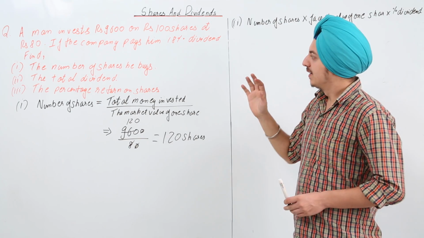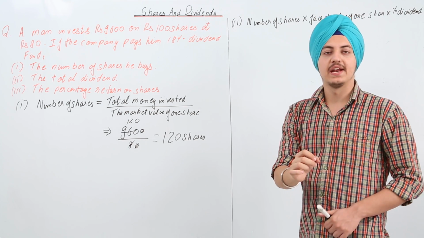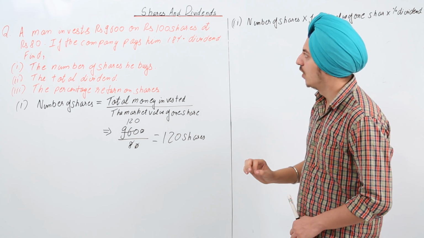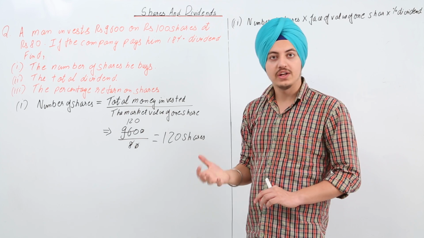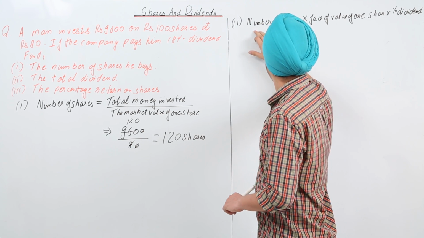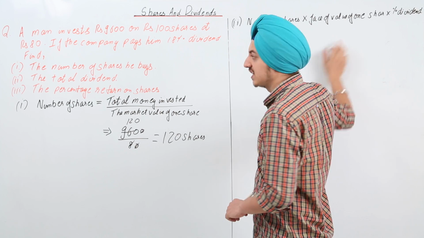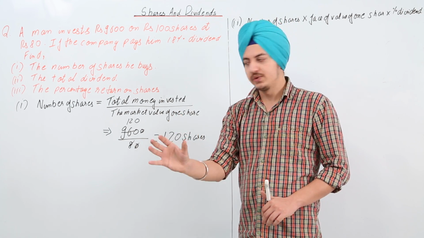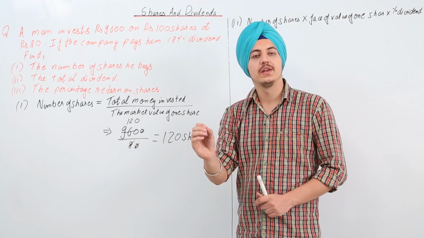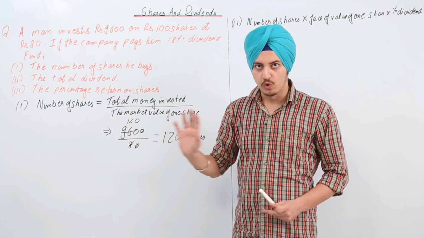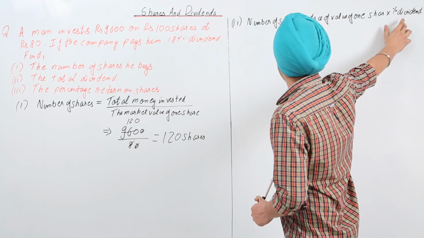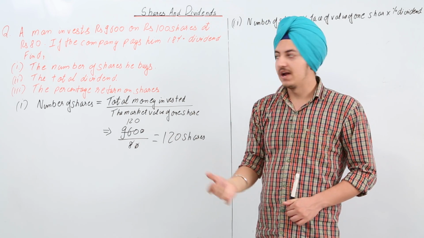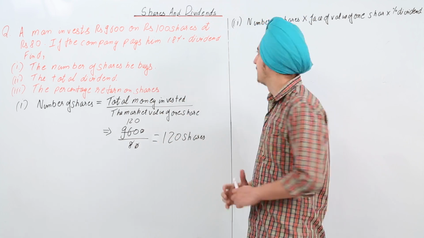How? We know that the total dividend is paid on the face value of the total shares. So the face value of the total number of shares, how can that be calculated? That can be calculated with the number of shares multiplied by the face value of one share. If we multiply the total number of shares with the face value of one share, it will give us the face value of all the shares, and then we will multiply it with the percentage dividend, and with that we will get the total dividend.